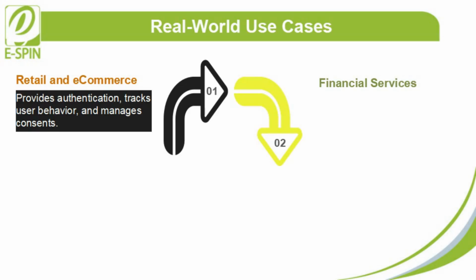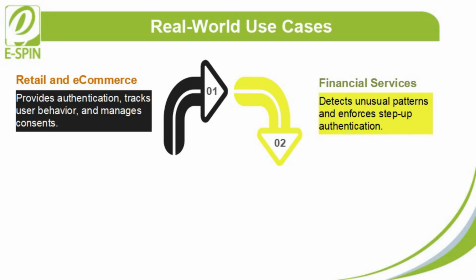2. Financial services. CIAM platforms detect unusual patterns and enforce step-up authentication. Example: Bank of America and PayPal use CIAM to authenticate users securely, monitor fraud using risk-based access, and maintain regulatory compliance.